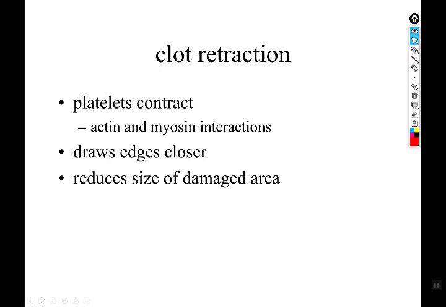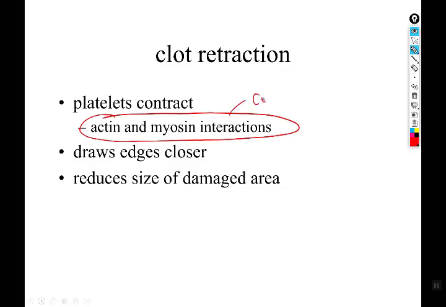So once you've got a mature clot with fibrin, the platelets contract due to actin and myosin interactions. So cross-bridge formation.